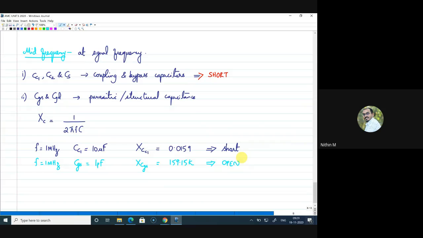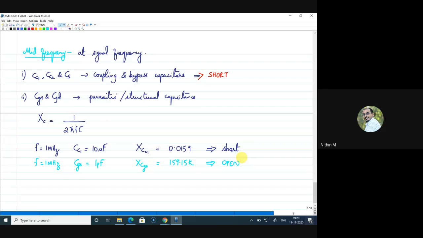All right. So these are some typical values I have taken just to show this at the mid frequency range. Mid frequency is not exactly 1 mega. It can be from lower kilohertz to a few megahertz range, right? So in general, we consider the coupling capacitors and bypass capacitors as short, as the reactance offered by them is very, very small.